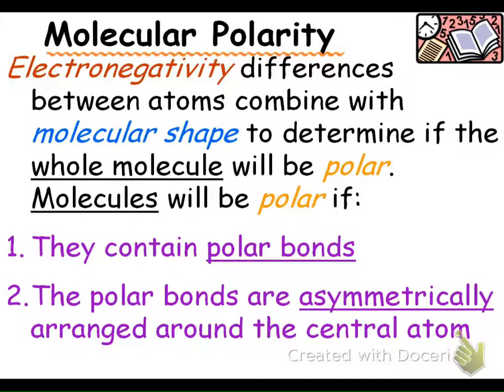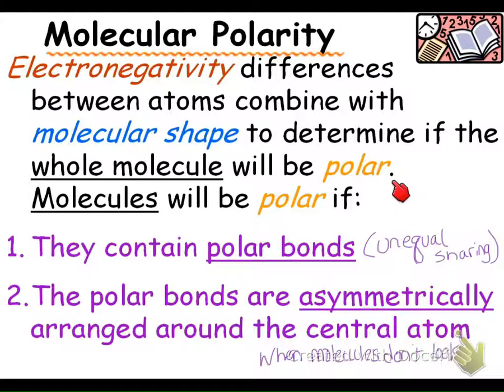So electronegativity differences between atoms combined with molecular shape determine if the whole molecule will be polar. Molecules are polar if they contain polar bonds, and if the polar bonds are asymmetrically arranged around the central atom. So polar bonds, remember, means unequal sharing. And when it's asymmetrically arranged, think polar bears look different. So when molecules do not look the same, they are considered polar. So polar bears look different is going to come back into play.